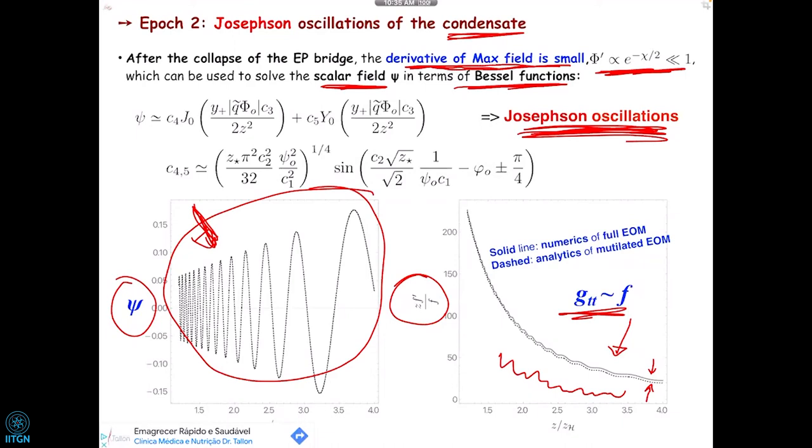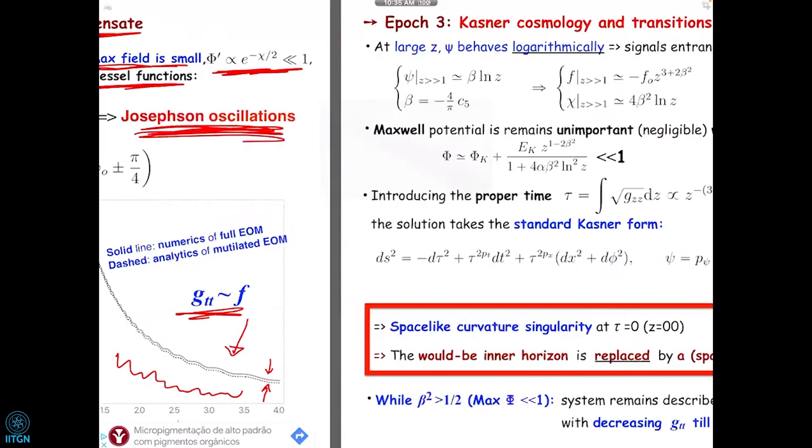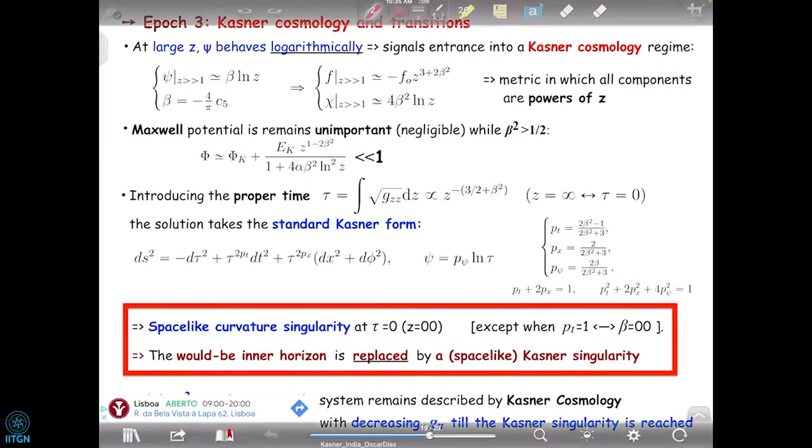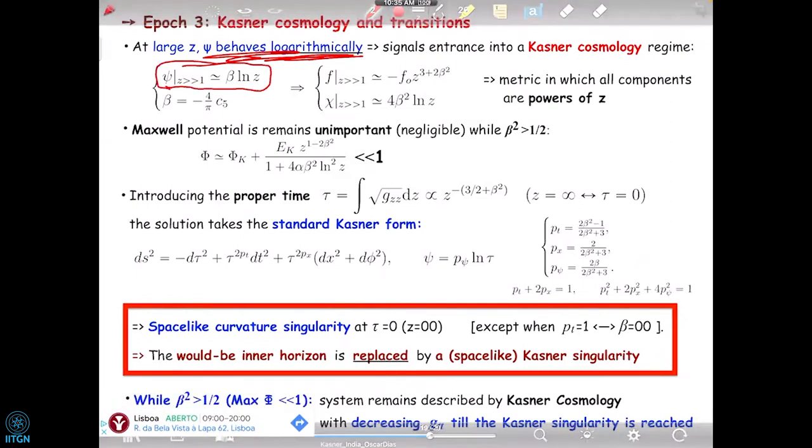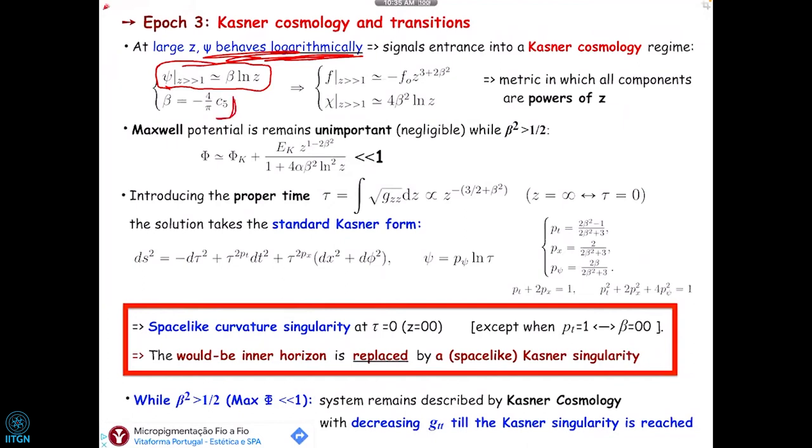So in the next phase, what happens is that at large Z, when I look at the scalar field, I find that it starts behaving logarithmically. So the scalar field for large Z behaves like a constant beta times log of Z, where beta takes a particular value that we know very well. Now, when I plug this phi in my equations of motion, I find that F and chi, which are the gravitational fields in my metric ansatz, have a particular dependence on Z. So here it's a power law dependence, and since chi appears as exponential of minus chi, which is log of Z, exponential of minus chi becomes also polynomial in Z. Actually, all metric components become powers of Z.